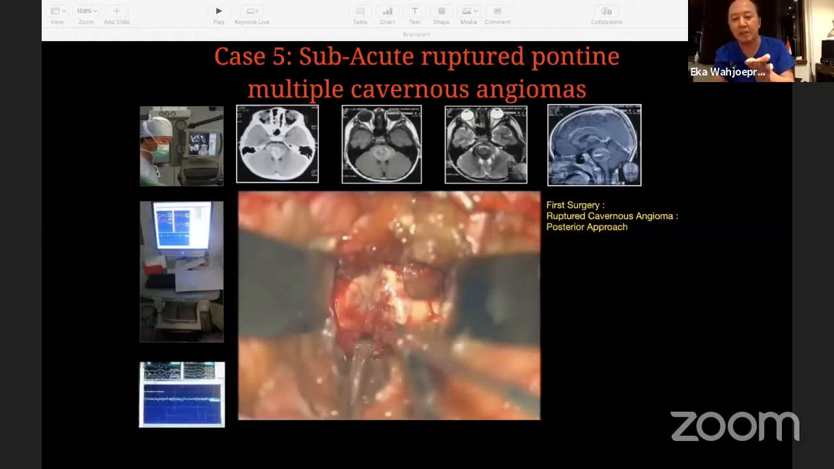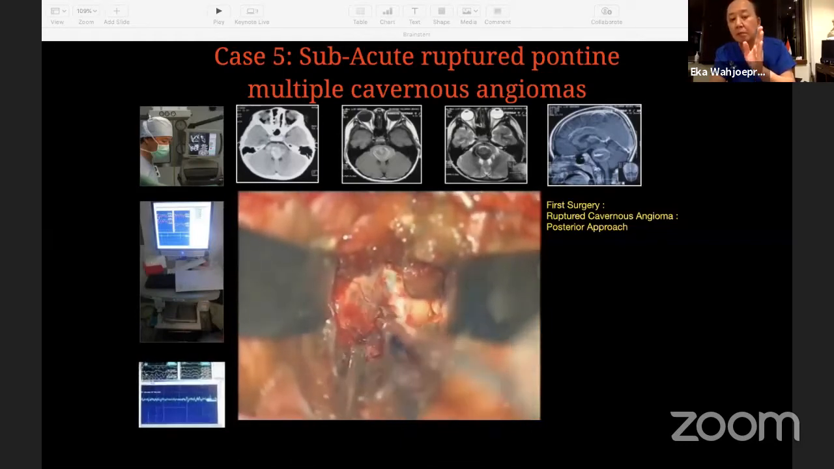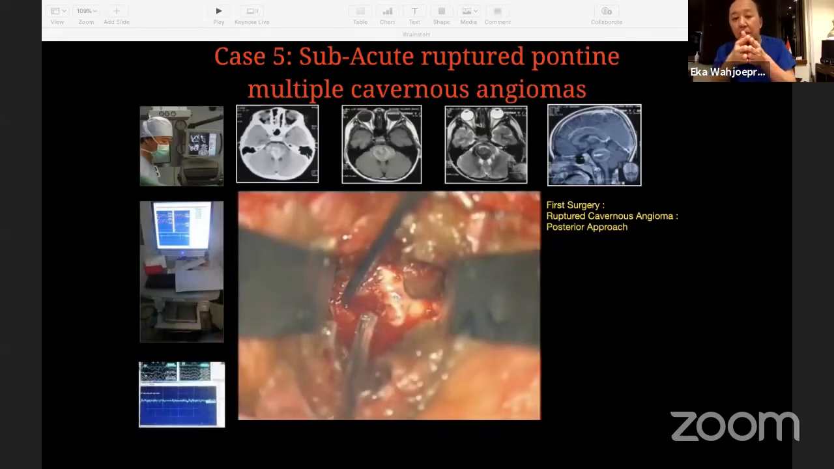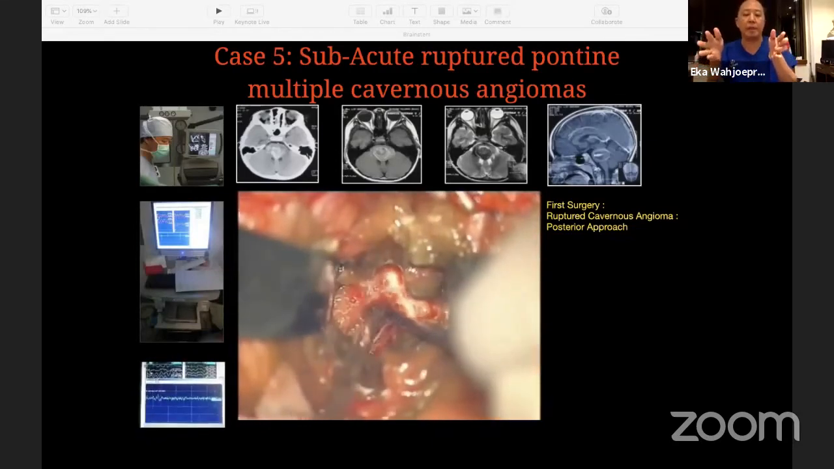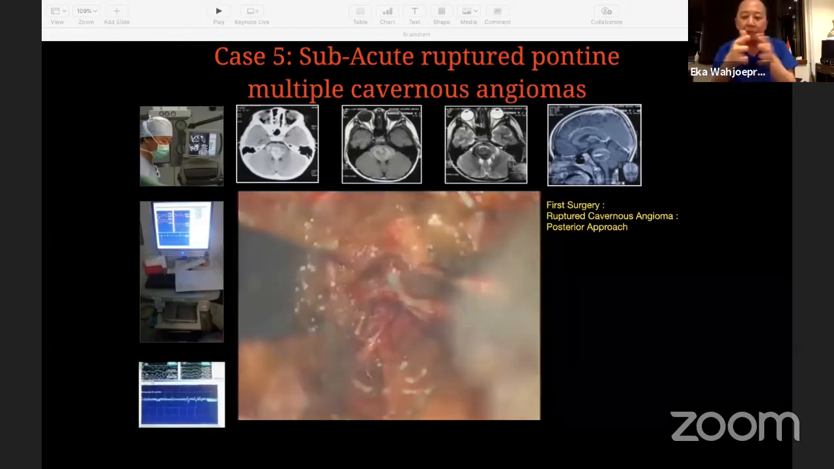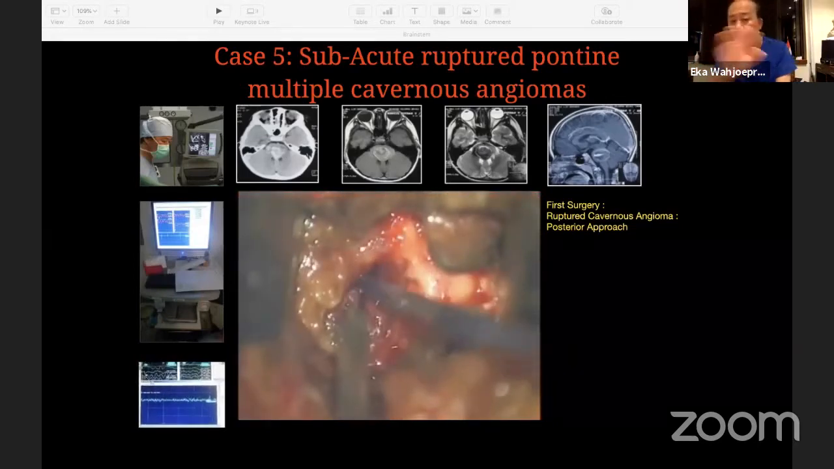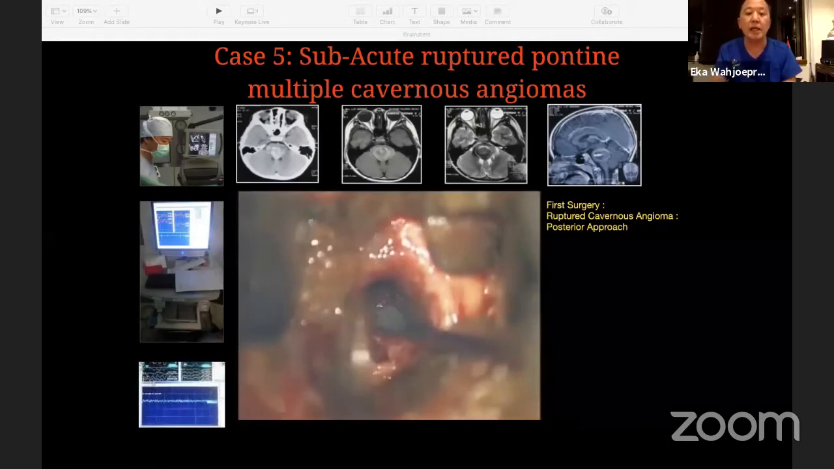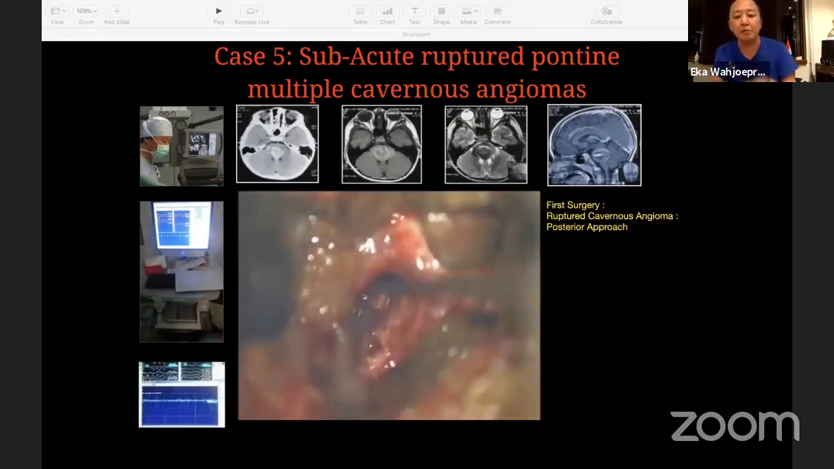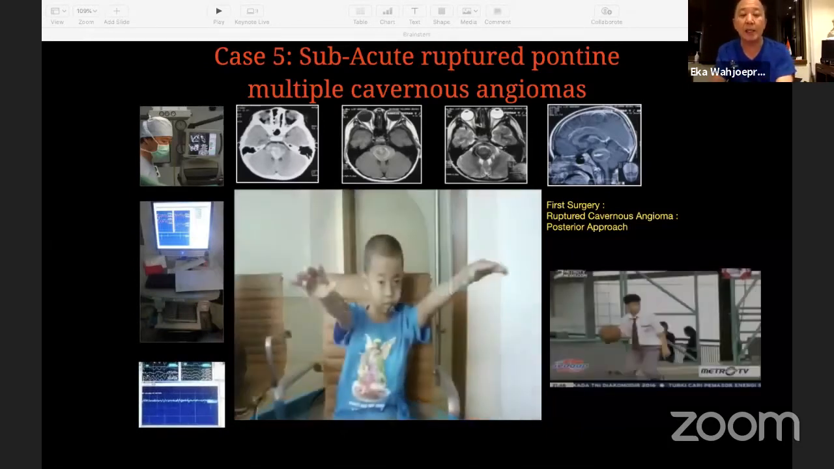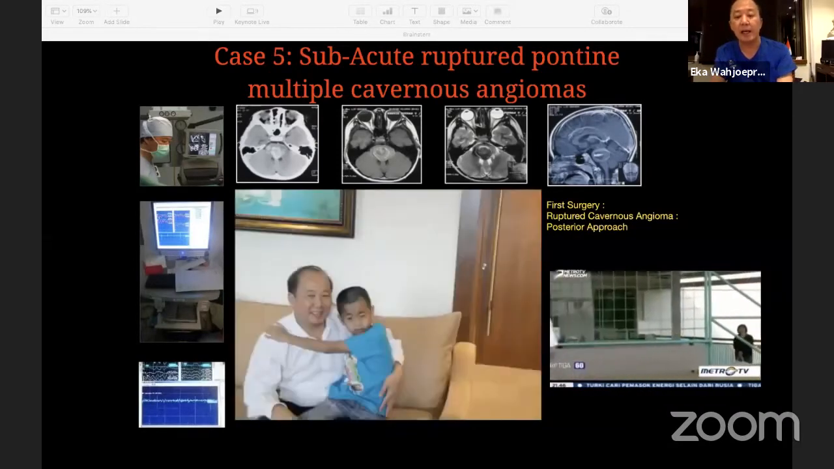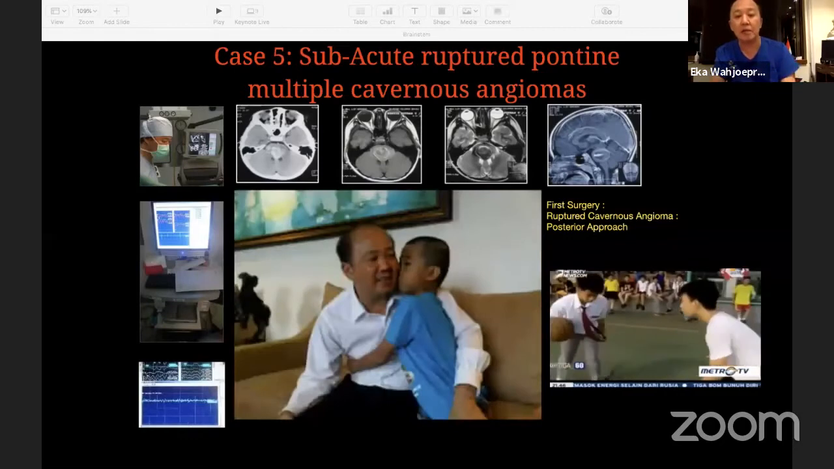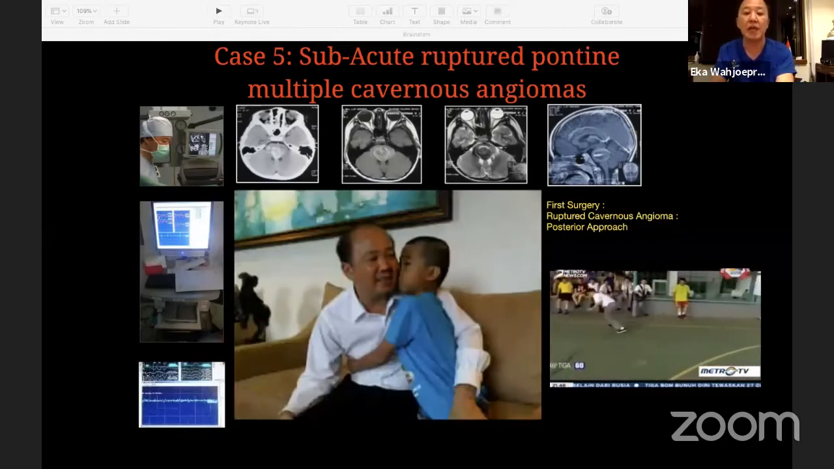during splitting the vermis. Because again, when we do not split the vermis, it means we need to retract more strongly. And I prefer to split, then retraction is not much. And again, we can see very clearly. So again, this is the boy we could remove totally. And then he came to me, he played basketball.